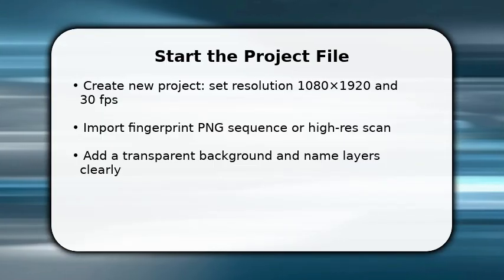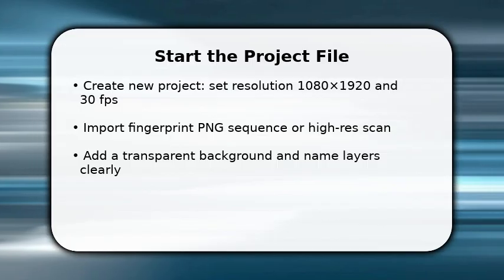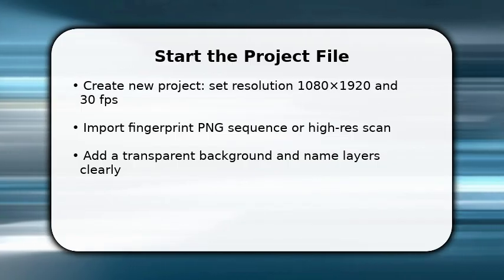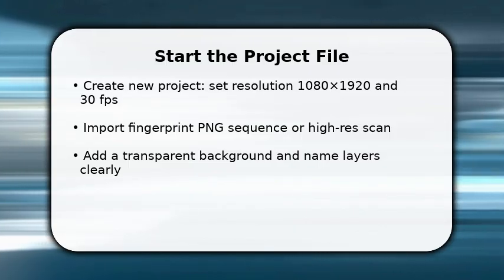You begin by creating the project file with the exact resolution and frame rate you need. This prevents scaling artifacts later. Import a clean Fingerprint PNG or a high-resolution scan so the ridges hold up when animated. Once done, place the fingerprint on its own layer with a transparent background and clear naming. This makes masking and effects predictable.